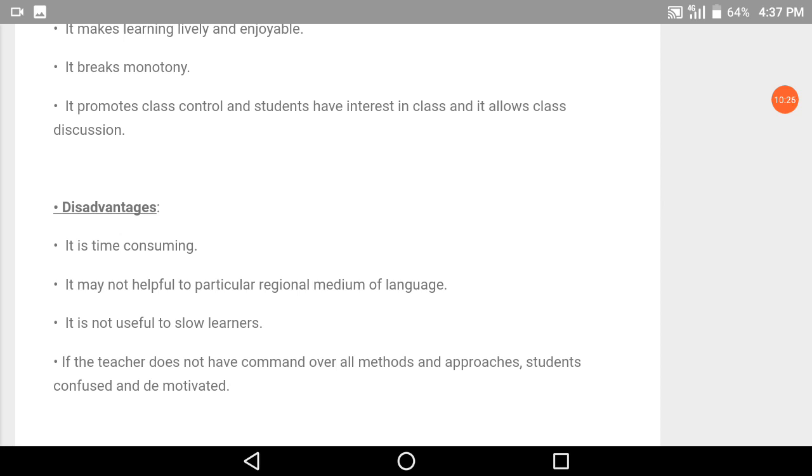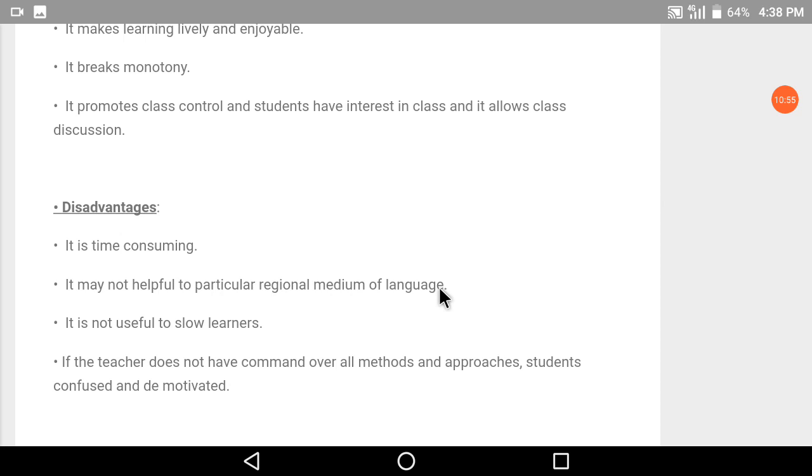How can we use this TLM process, these approaches and methods in one unit? If we use all these approaches and methods in one unit, our one unit will take 15 days or more than that. Some teachers think that it is a wastage of time. It may also not be helpful for a particular regional medium of language.